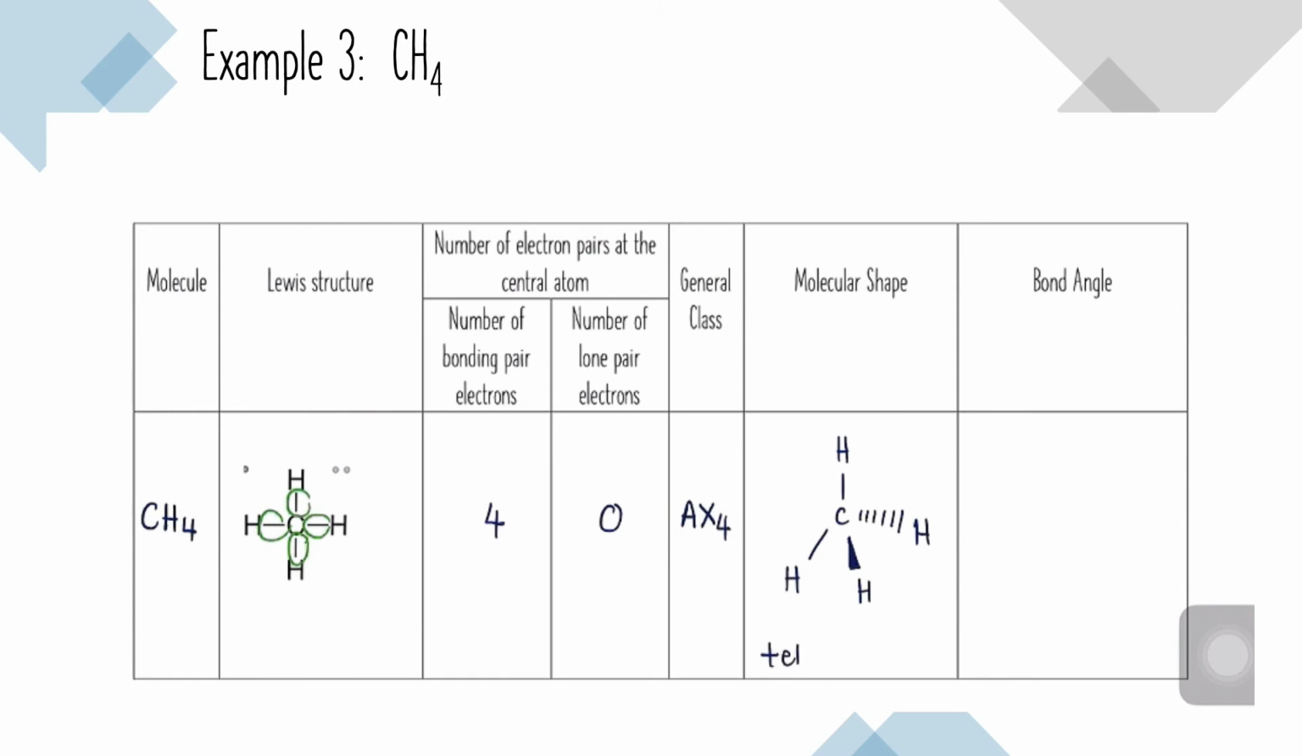So this shape is what we call a tetrahedral shape. And the bond angle between this bonding pair and this bonding pair is 109.5 degrees. So the bond angle of H-C-H is equal to 109.5 degrees.